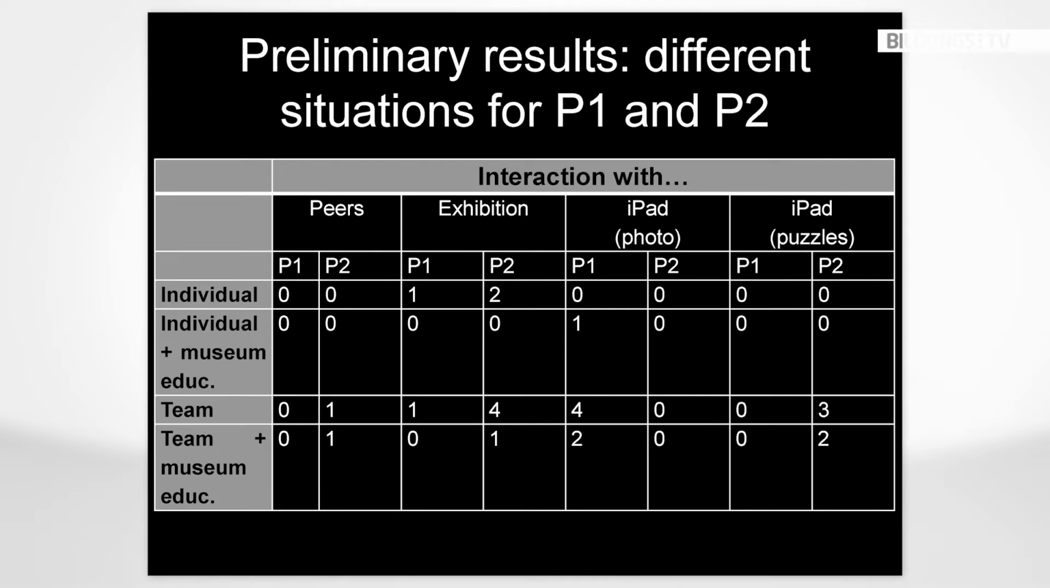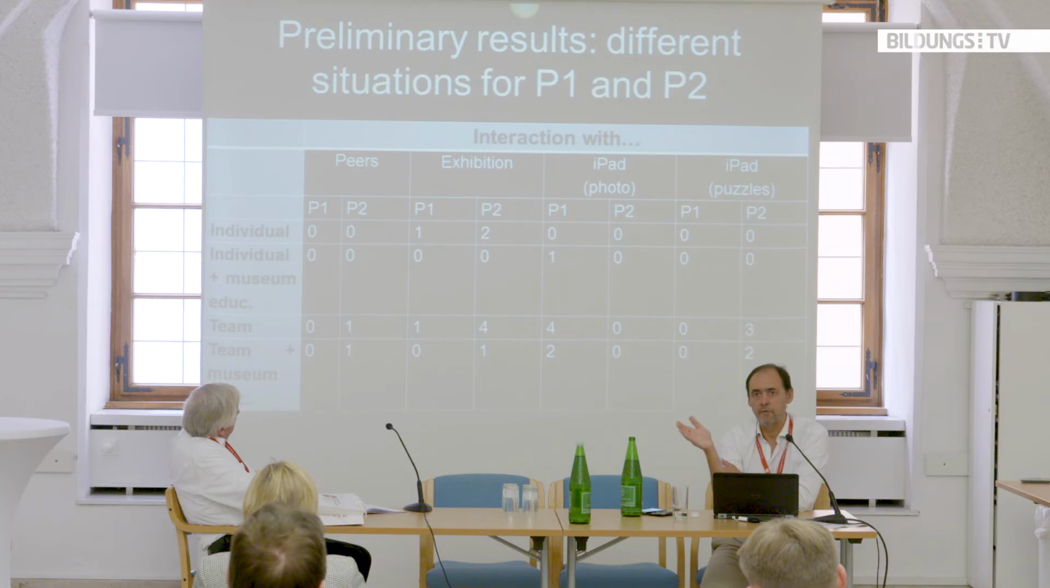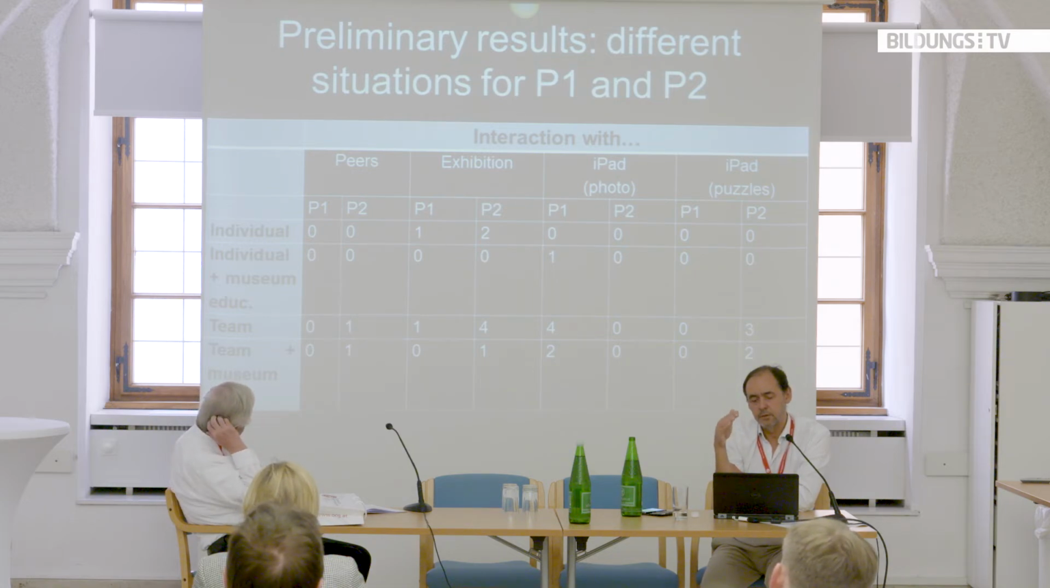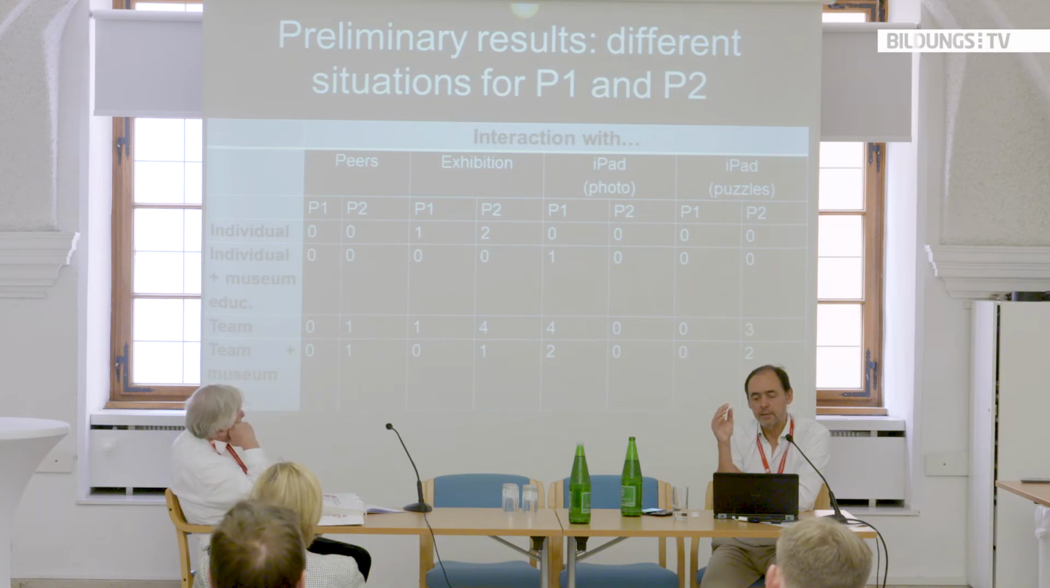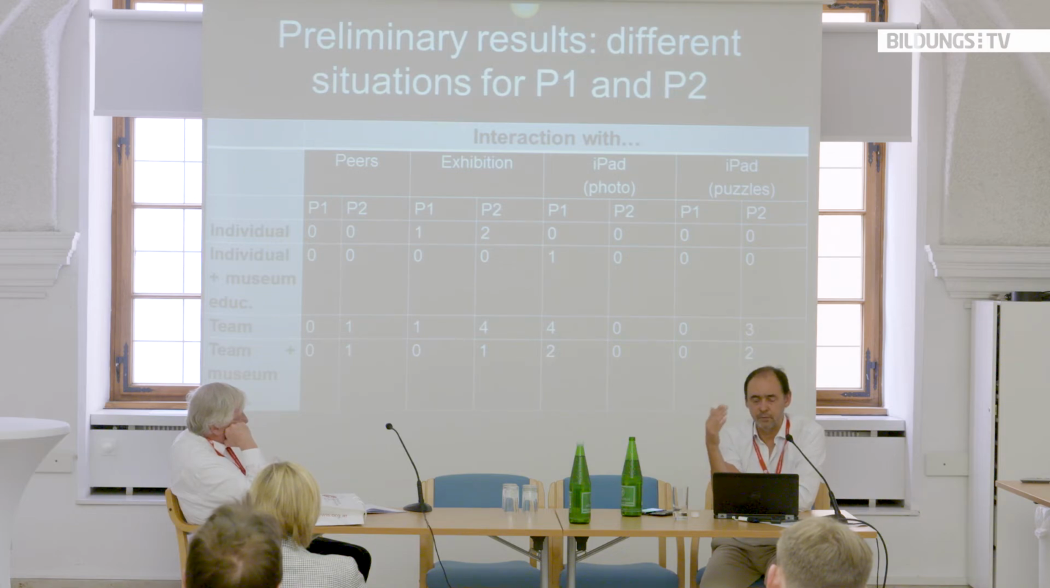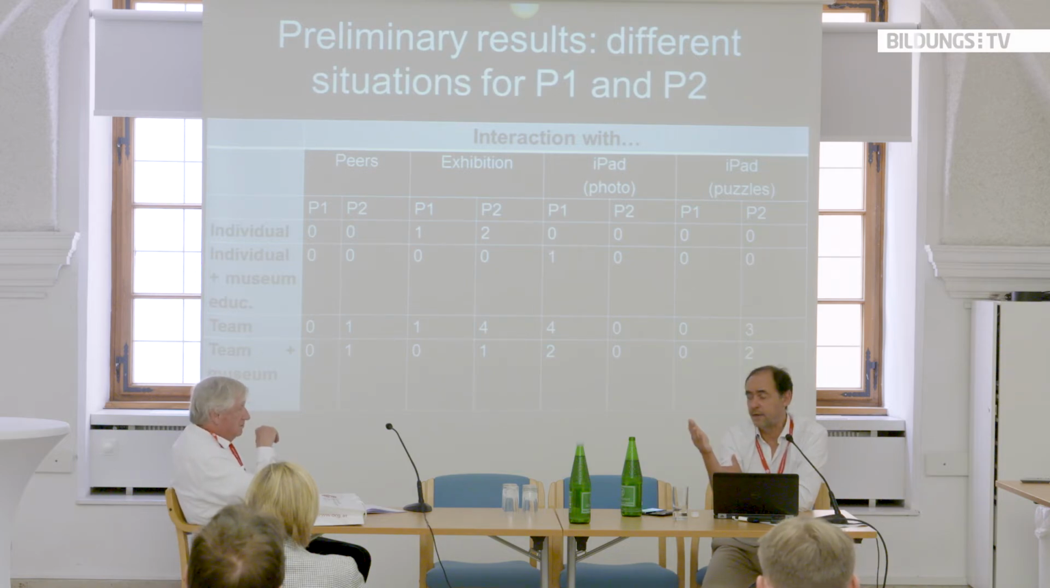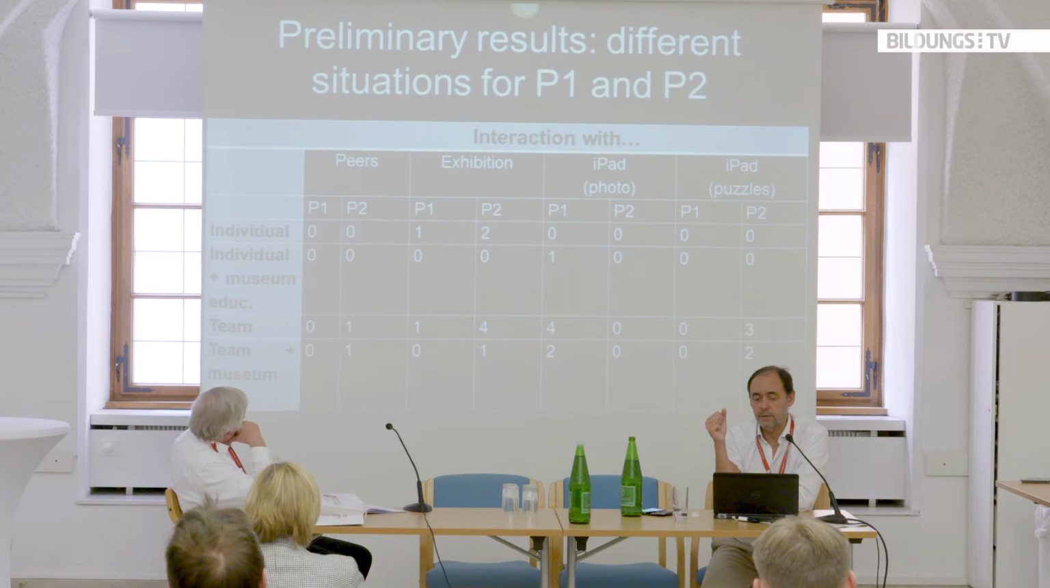The lines are the different categories of spatial distribution for the students: individual, with museum educator, team, or team plus museum educator. The columns are the different types of interaction: do they interact with peers, with the exhibition, with the iPad, for solving a puzzle, or for taking a picture. What we started to see is that there is a difference between the two parts. It's not a mystery; it was expected, of course, but we confirm that we have two different parts of the game, and they have a huge effect on the conduct of the students.